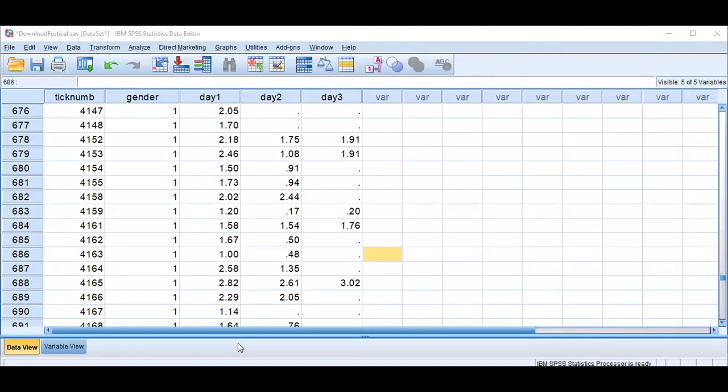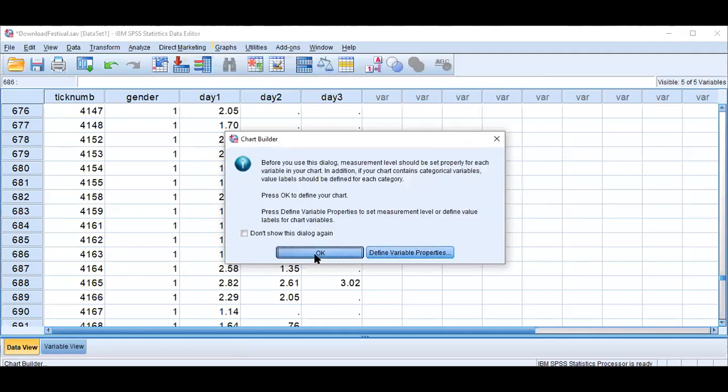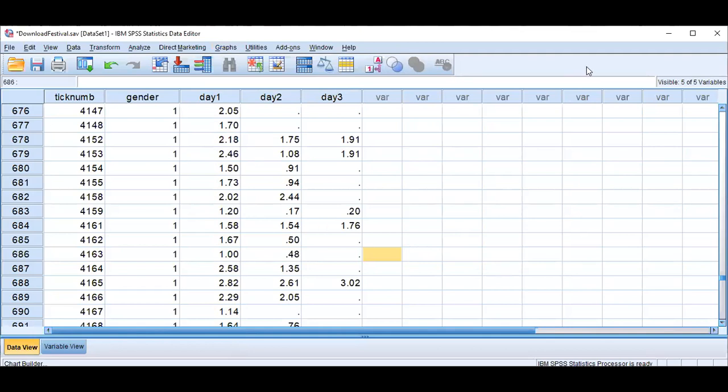So I will show my error bar chart. Where is my error bar chart? You can see. So again I am showing how to make an error bar chart. You just go to Graph, Chart Builder. Again I am repeating the same thing.